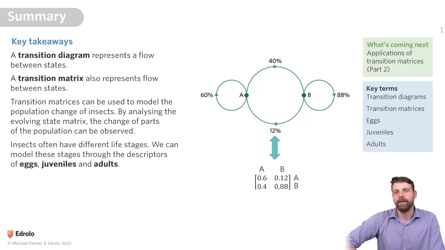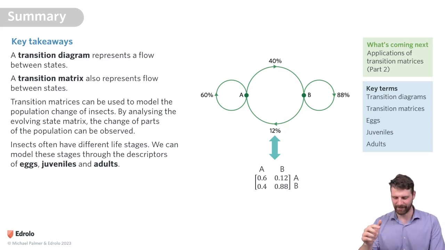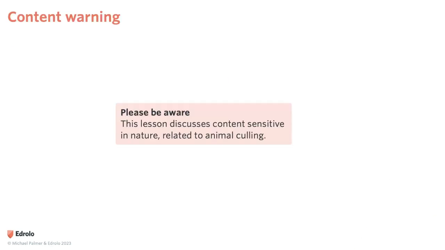Okay, there's our summary. There's nothing really too new in there. Maybe the eggs, juvenile, adult thing is slightly different to the Leslie matrix, but I think we'd seen those transition matrices before. So make sure you can convert a transition matrix to a transition diagram and vice versa. Okay, up next is applications of transition matrices part 2, and that's the last one for chapter 7. So I'll see you there.